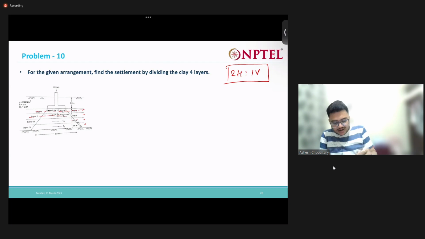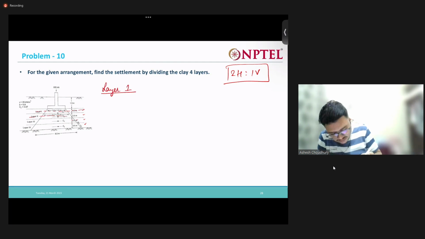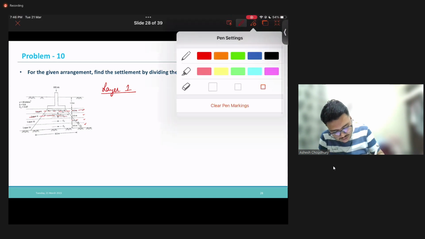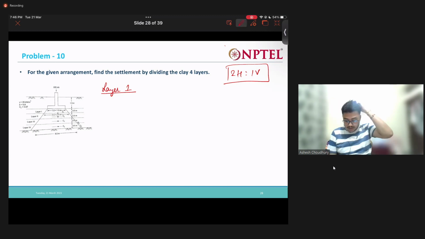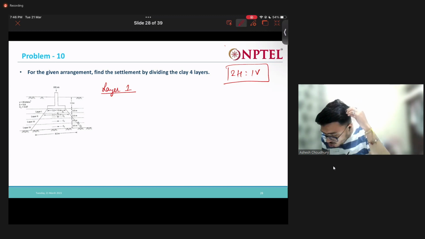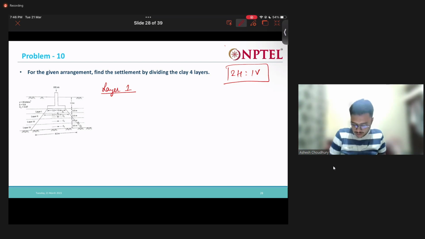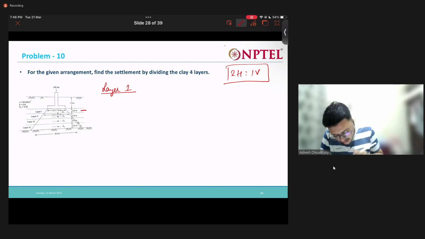Okay. So now first for layer 1. So layer by layer, let us calculate. So first for layer 1, I will just erase this so that it gives you better clarity for calculation. Okay. So there is no water table, there is nothing, right? So it is more simple. Problem is very simple. So for layer 1, tell me the effective stress at the center of layer 1.